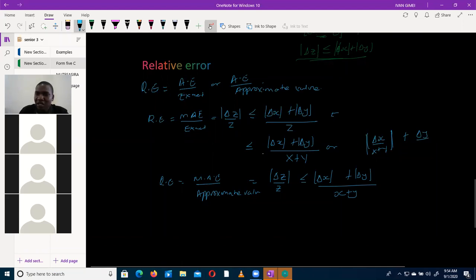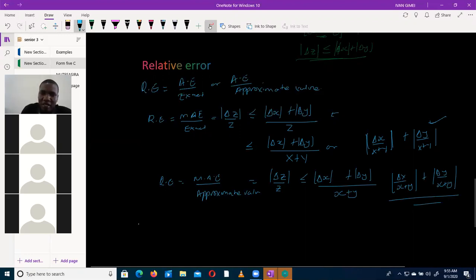So sometimes they can say, write your error as this. So when you reach here, just separate it and write it the way they want it to be presented. So X plus Y, like that. This is also allowed. Even here, you can also separate and say it is error in X out of X plus Y modulus plus error in Y out of X plus Y modulus. This is also fine. That is our relative error, maximum relative error.